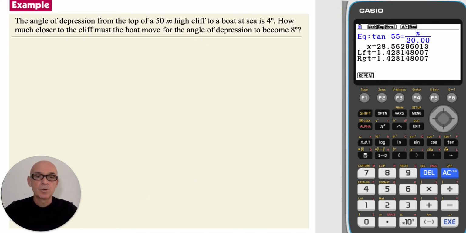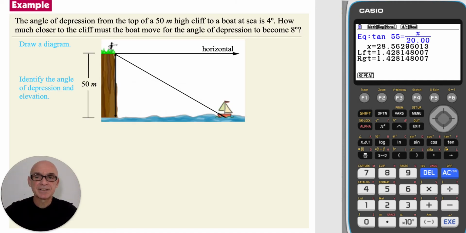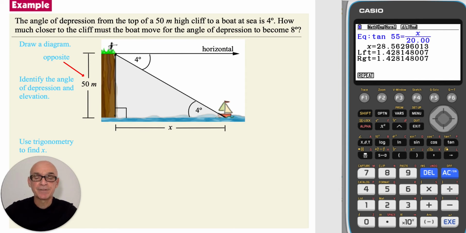In this question, we're asked how much closer to the cliff must the boat move for the angle of depression to change from 4 degrees to 8 degrees. If we start by drawing a diagram and identifying the angle of depression, which is also the angle of elevation. Identifying a right-angled triangle, we can use trigonometry to find the distance x. Identifying 50 meters as the side opposite 4-degree angle and x as the side adjacent to the 4-degree angle.